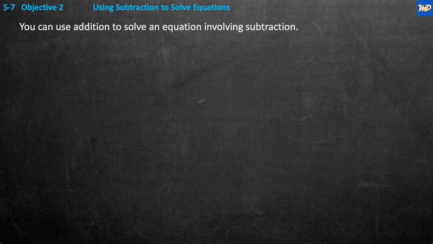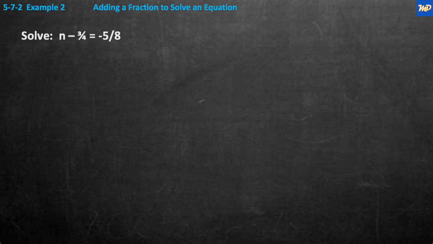So objective 2 says using subtraction to solve equations. The simple statement, you can use addition to solve an equation involving subtraction. It's a simple statement. Let's find out if it's true. Okay, example 2, adding a fraction to solve an equation. So we're going to do as usual. We're going to try to get the n by itself on the left-hand side this time. And in order to do that, we have to move the negative 3/4 to the right-hand side. In order to do that, we're going to have to add a positive 3/4 to the side with the n.